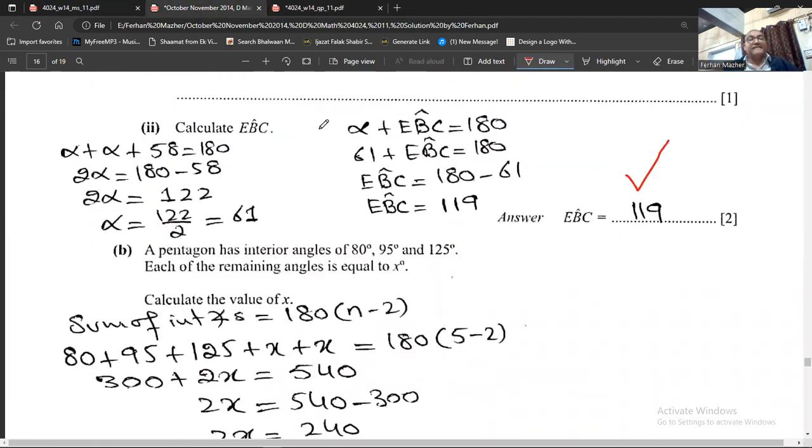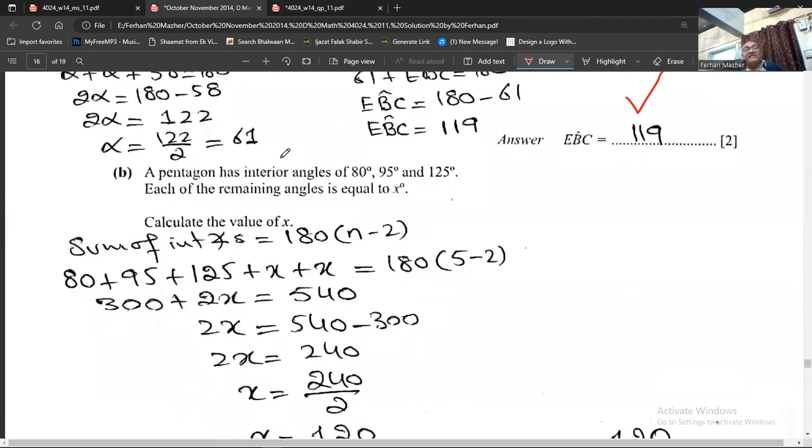119. Then he says the pentagon has interior angles of 80, 95, and 125. A pentagon has 5 angles. Out of those 5, three are 80, 95, 125, and each of the remaining angles is equal to x. So the 5 angles will be 80, 95, 125, x, and x.